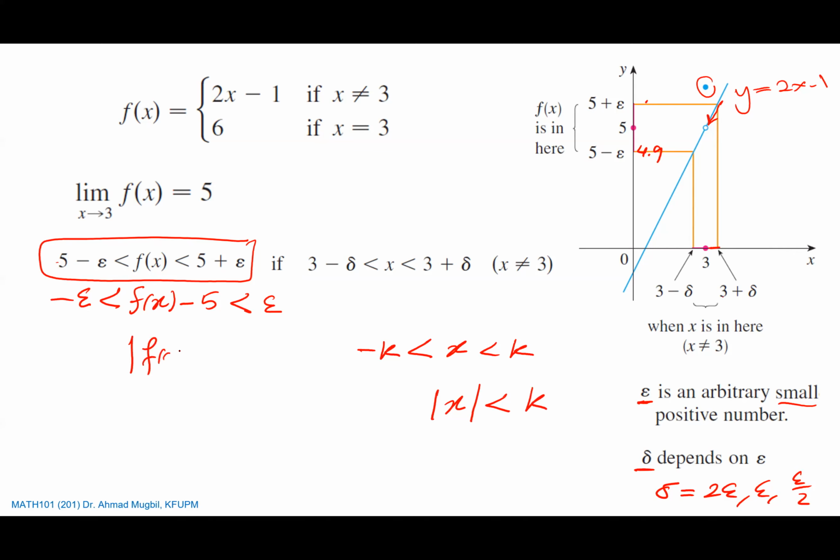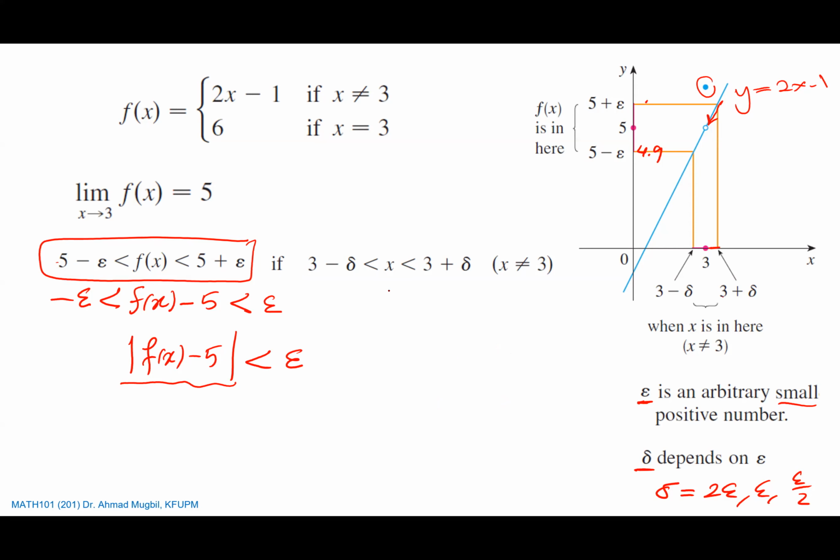So this means that the absolute value of f of x minus 5, which means the distance between f and 5, is less than epsilon. It is a small number. This is the meaning of epsilon here. Epsilon, ya shabab, is always used to express a very small positive number. So the distance between f of x and its limit is very small.